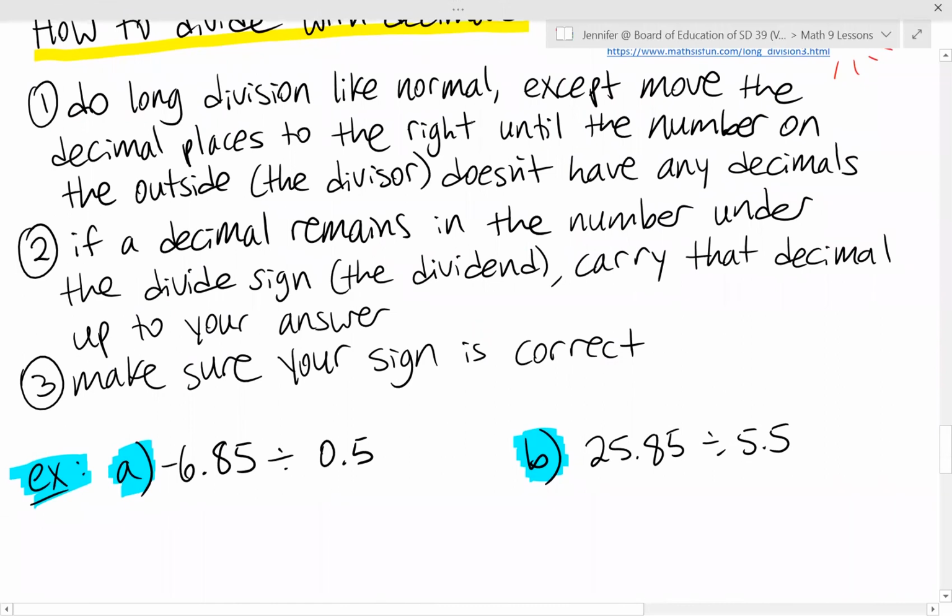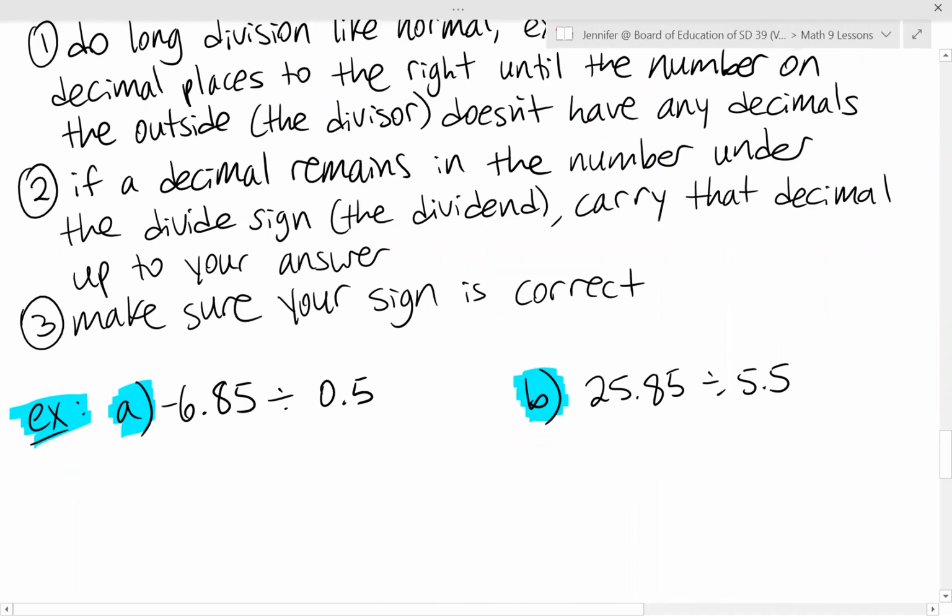So do long division like normal, except move the decimal places to the right until the number on the outside, or the divisor, doesn't have any decimal places. So for this first example, negative 6.85 divided by 0.5. So if we set this up, it would look like this. Again, I'm going to ignore the signs for now and put them in after.